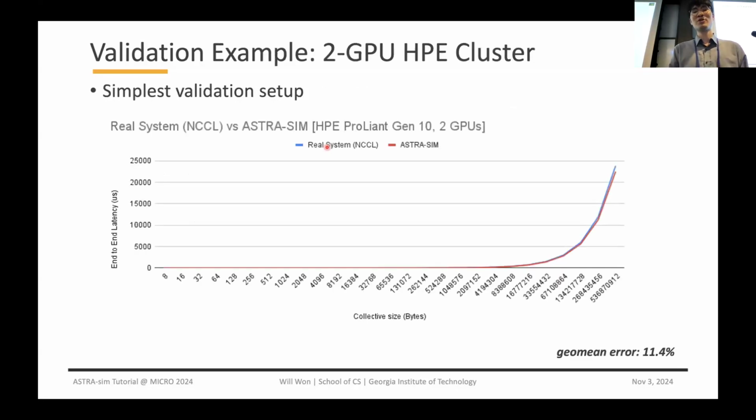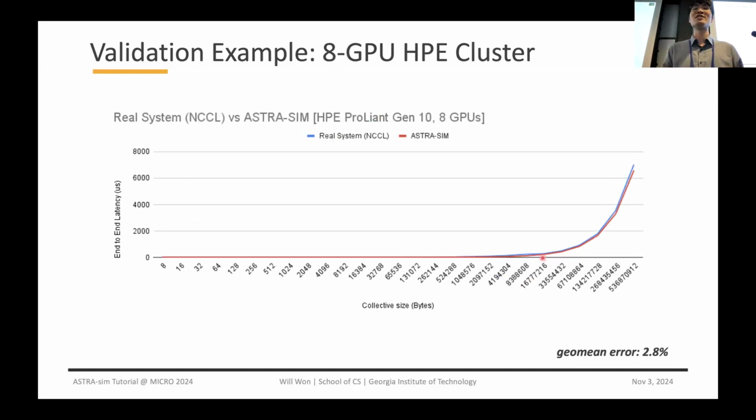So we have a bunch of simulation results at the collective communication level. Here I'm just fetching the all-reduce results and their correlations. In this example, it's the simplest use case, the 2 GPU HP enterprise cluster. And here, when we run the real system with NCCL and compare with ASTRA-sim with the analytical backend, the error was around 11%. And when we increase the cluster size to 8 GPU, the geomean error was less than 3%.